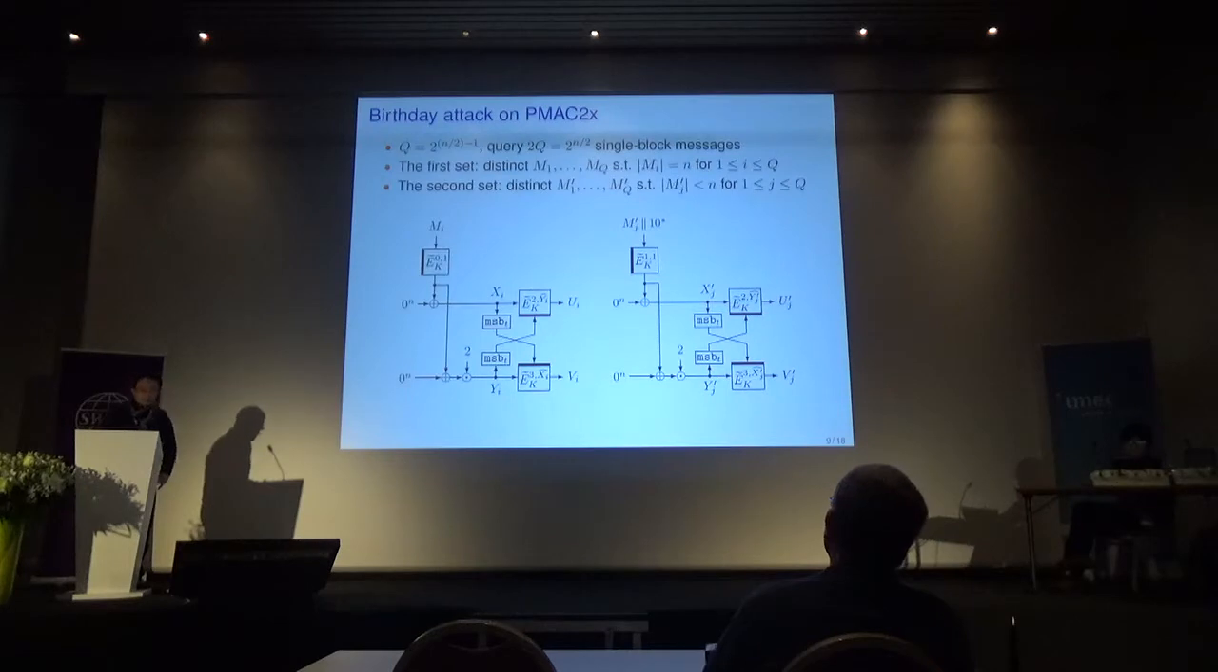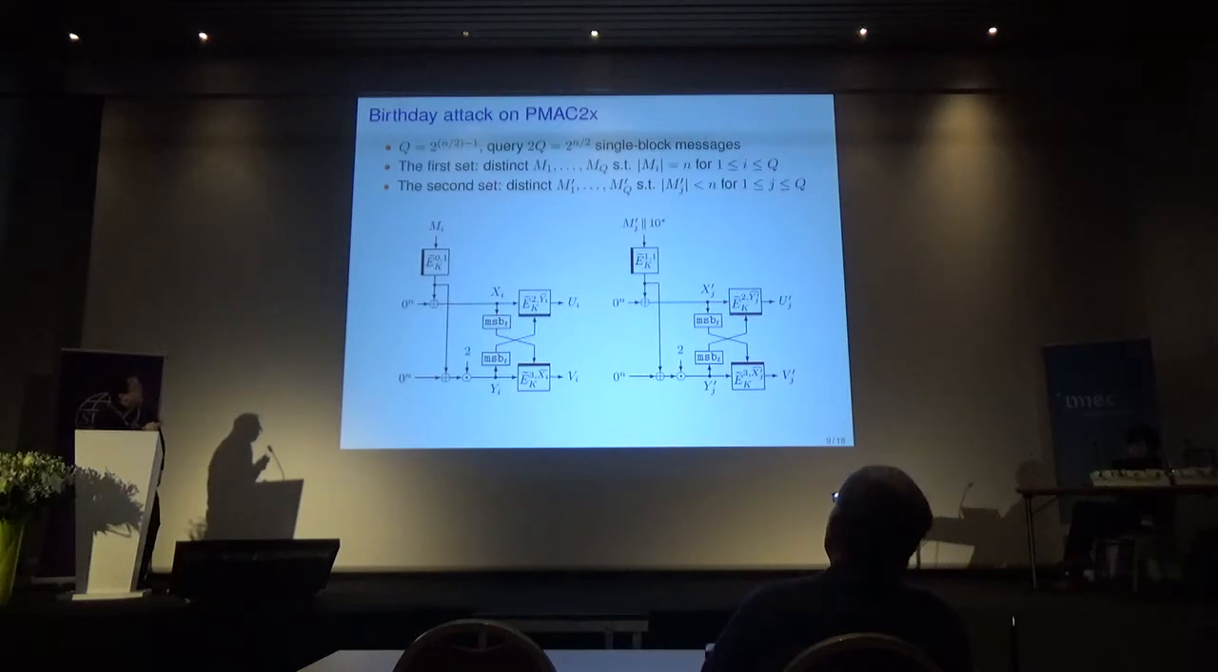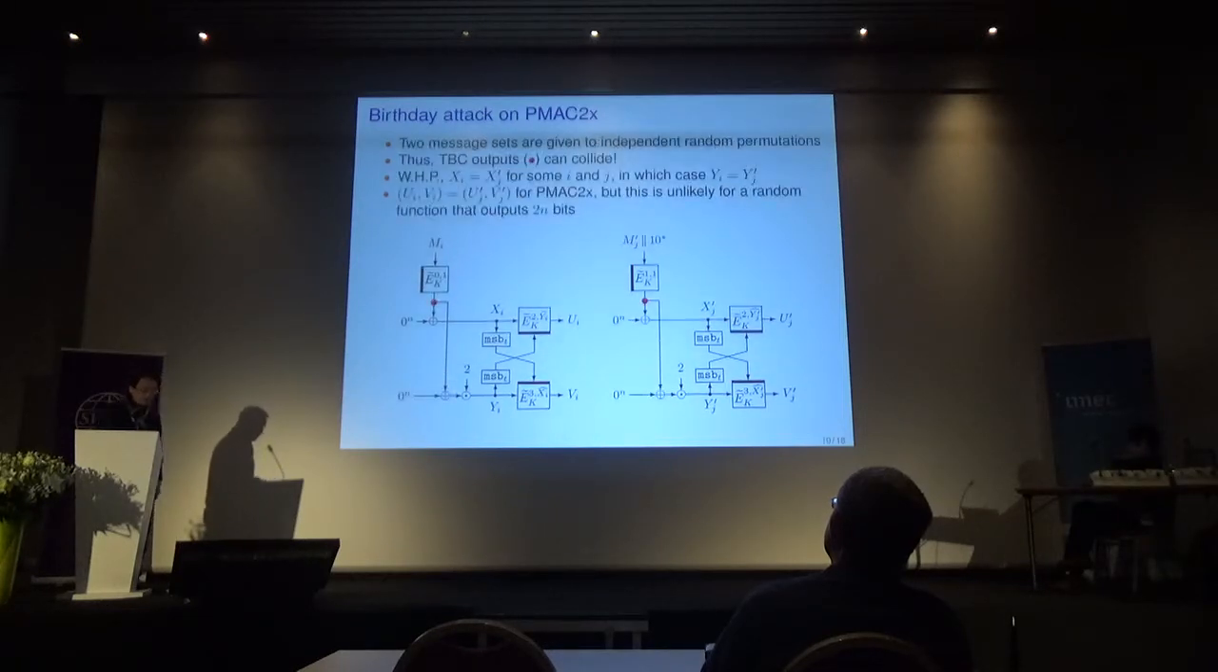So the attack is pretty simple. We first prepare two sets of single-block messages, where the first one is just n bits and the second one is smaller than n bits. And we prepare both sets with a size Q, which is about half of n.